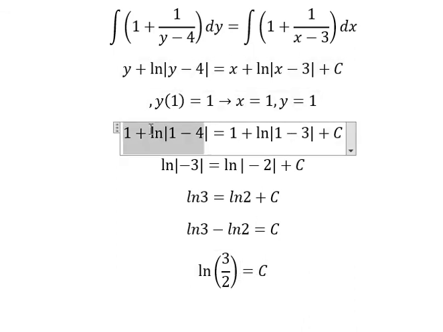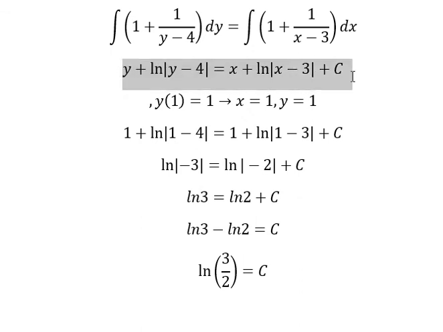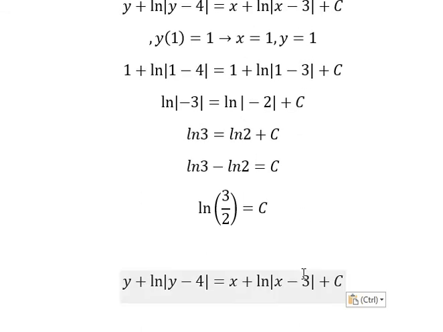So we return back to this one. So we put this one to replace for c.